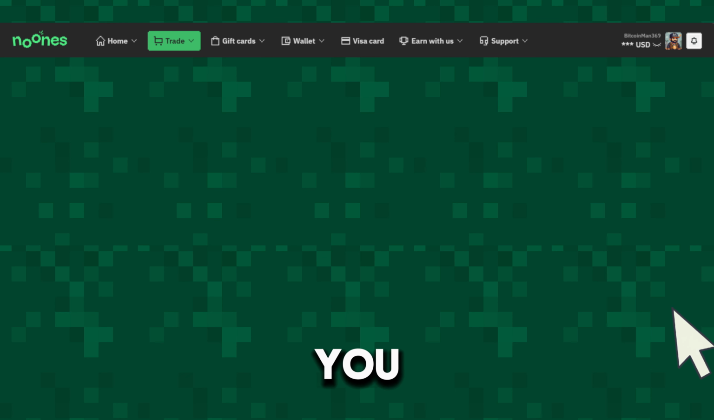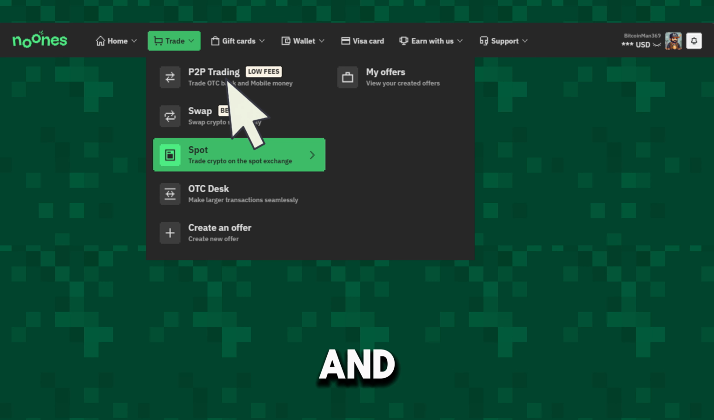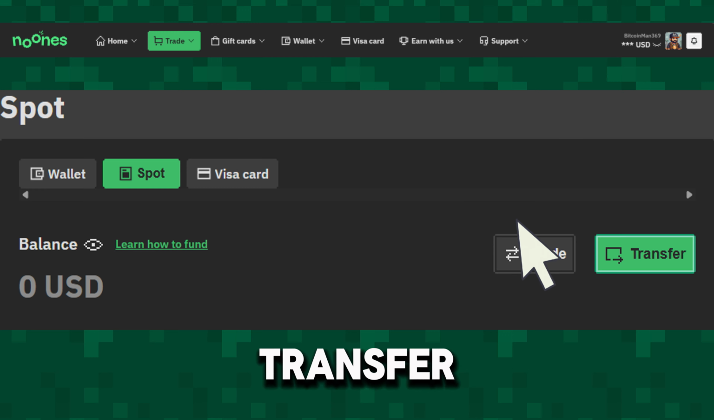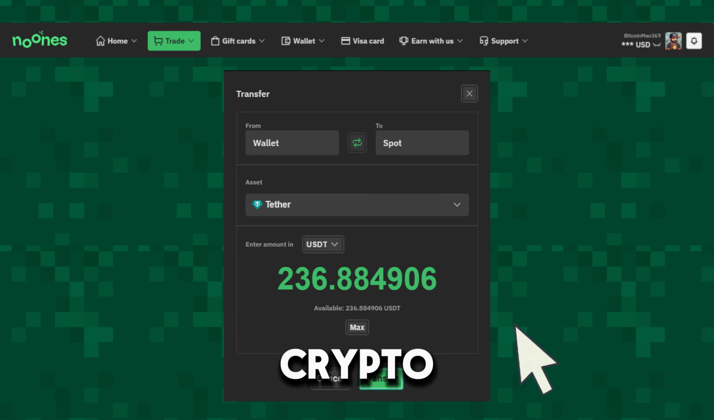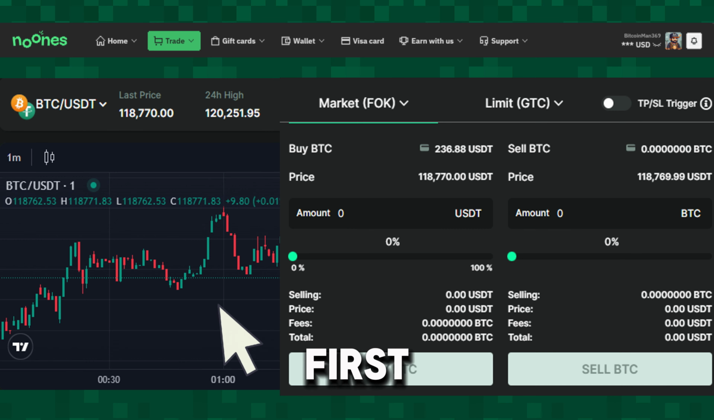Section 2. How to start spot trading on NoOnes. Before you can trade, you need to move funds into your spot wallet. Go to Trade and select Spot. Select Transfer Crypto and move your crypto to the spot wallet. Once your funds are in the spot wallet, you're ready to trade. Now let's place your first trade.